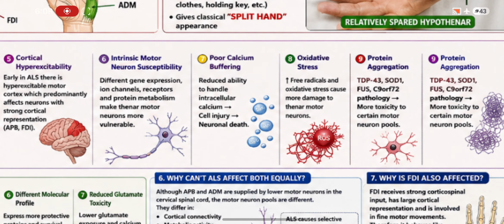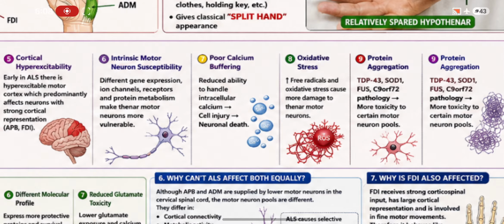The accumulation of abnormal proteins also contributes to selective neuronal degeneration. ALS is characterized by pathological aggregation of proteins such as TDP43, SOD1 in familial ALS, FUS, and abnormalities related to the C9orf72 gene. Certain motor neuron pools appear to be more susceptible to the toxic effects of these protein aggregates, resulting in earlier degeneration of the neurons supplying the thenar muscles.